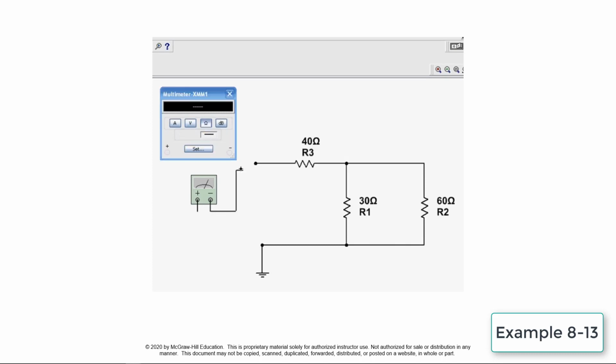The calculated total resistance value is verified by connecting the ohm meter to measure the total resistance and observing the display reading.